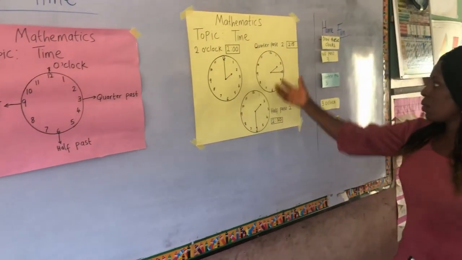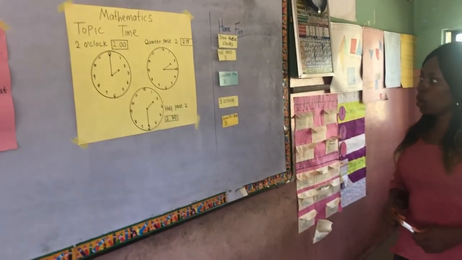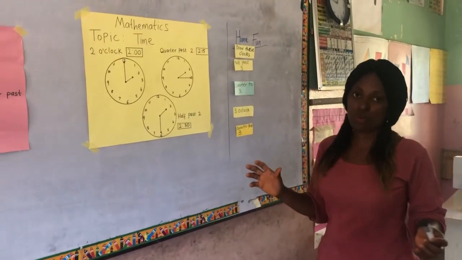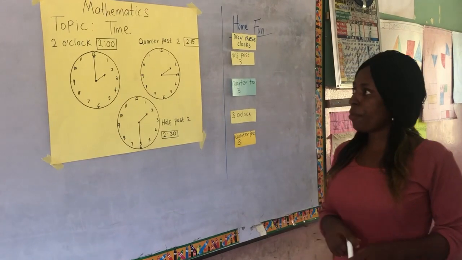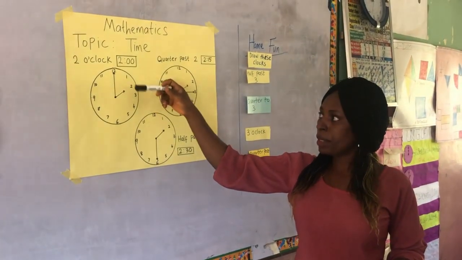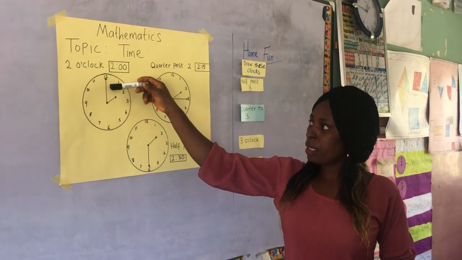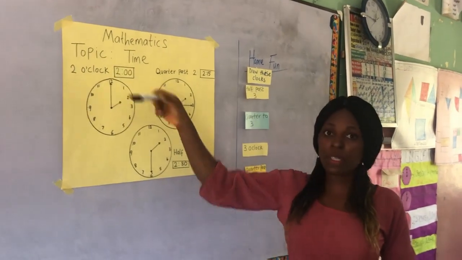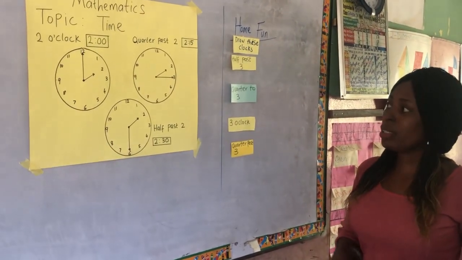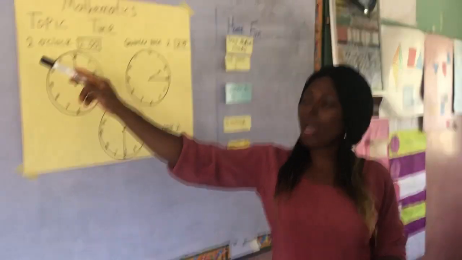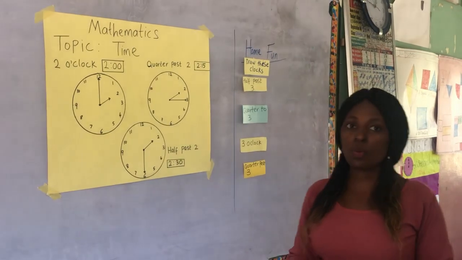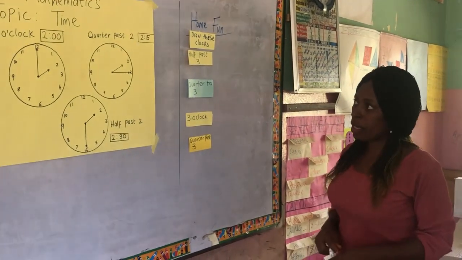So let's look at the faces of this clock here on this chart. We're using 2 as our point of reference here. You can see the hour hand like I showed you earlier. We have this long hand pointing at 12. And the hour hand is pointing at 2. So this is 2 o'clock. We either write it this way, 2 o'clock, or we write 2 with a double 0 following it.